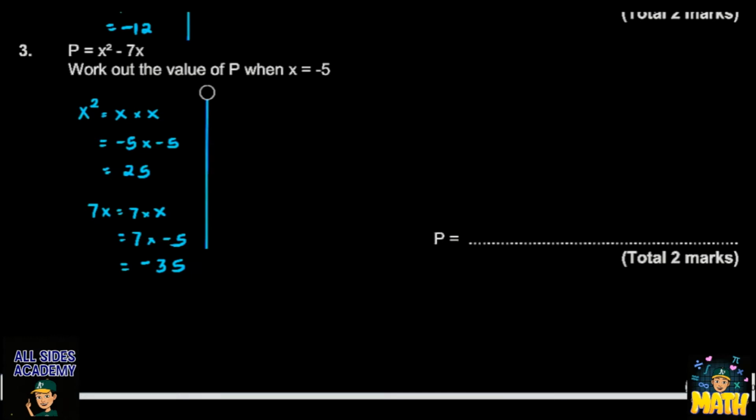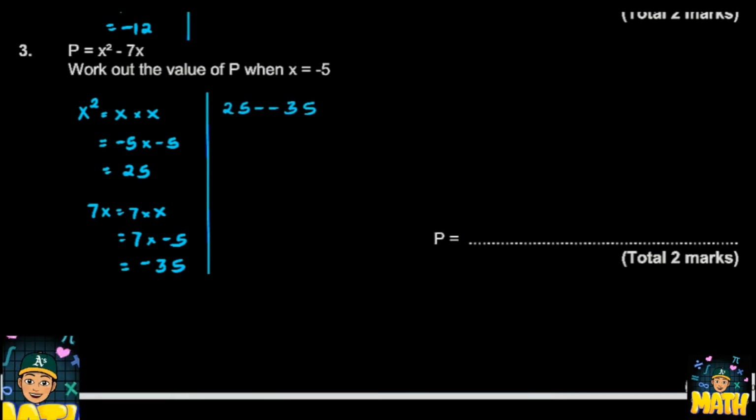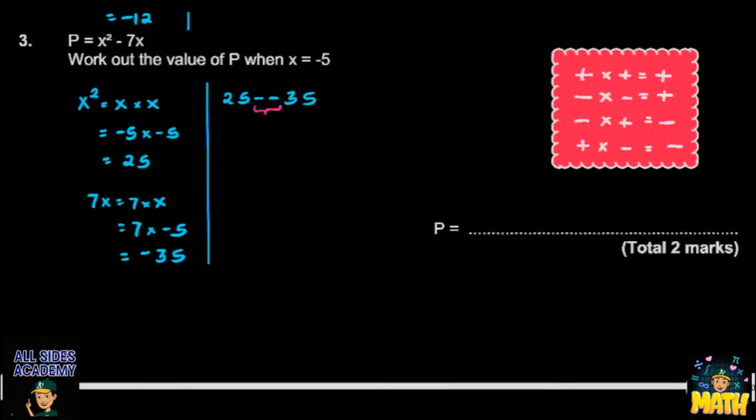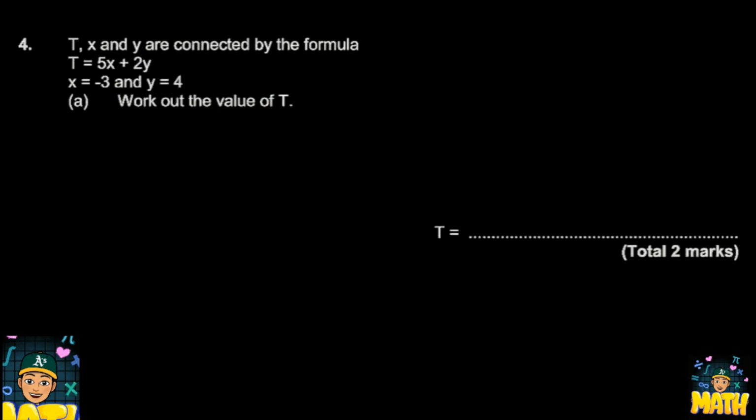So the next step is to actually put them together. So I'm going to take the 25 minus negative 35. So the two negatives give me a positive from this table, and I'm going to rewrite that as 25 plus 35. When I add the two, I get 60.